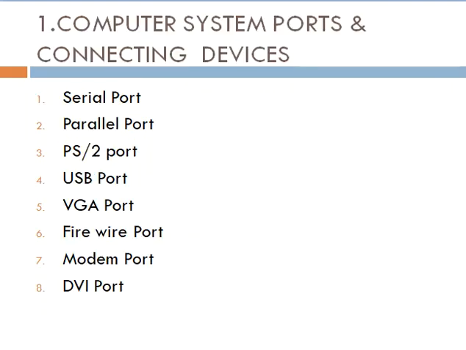Then initially we start with the computer system ports and connecting devices. First one is the serial port, second is the parallel port, third is the PS2 port, fourth is the USB port, fifth is the VGA port, sixth is the FireWire port, seventh is the modem port, and finally the DVI port.